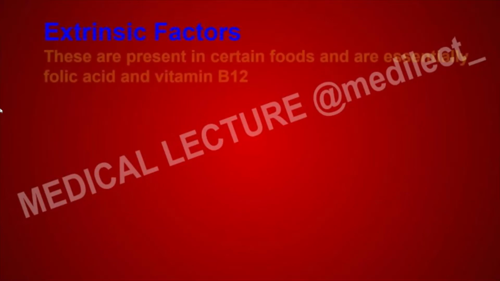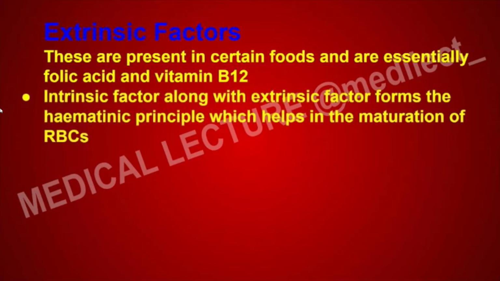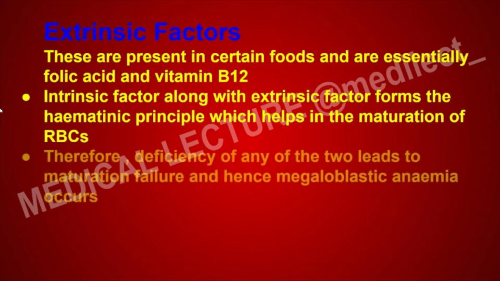Now, extrinsic factors are present in certain foods and are essentially folic acid and vitamin B12 only. You know about this. Intrinsic factor along with the extrinsic factor forms the hematinic principle, which helps in the maturation of the RBCs. Therefore, deficiency of either of these two leads to maturation failure, and hence megaloblastic anemia occurs.